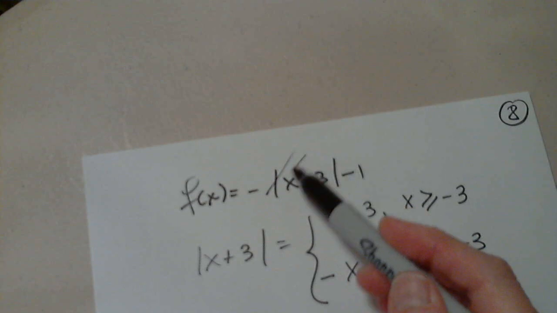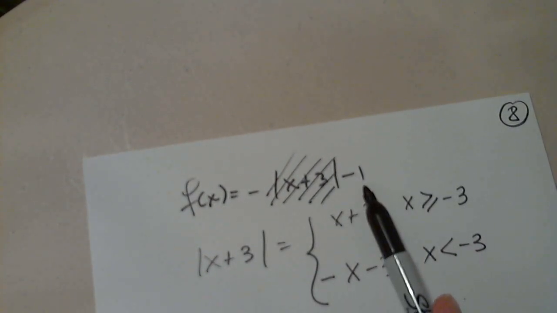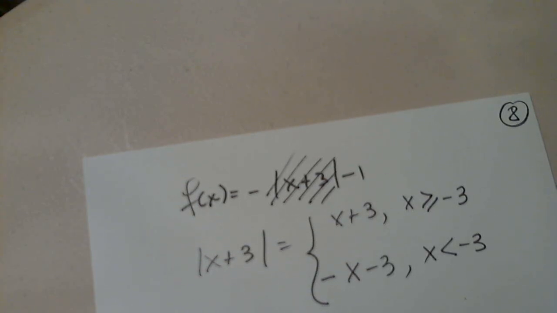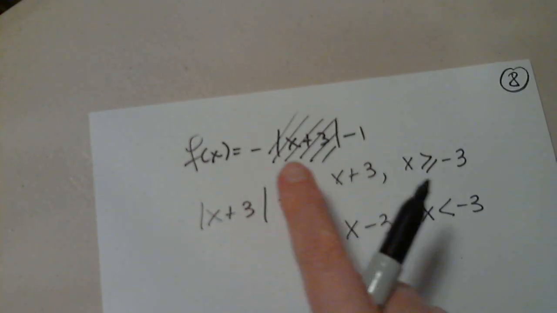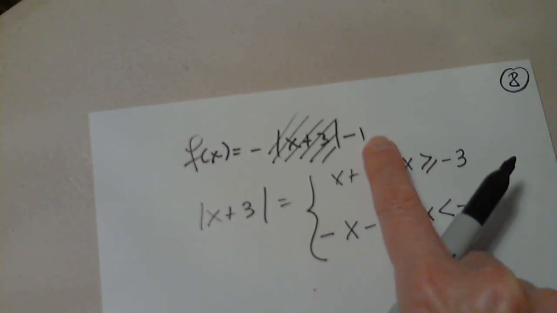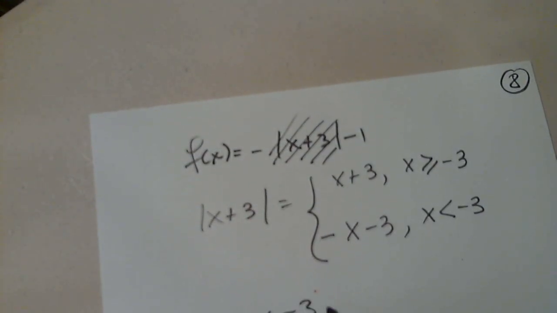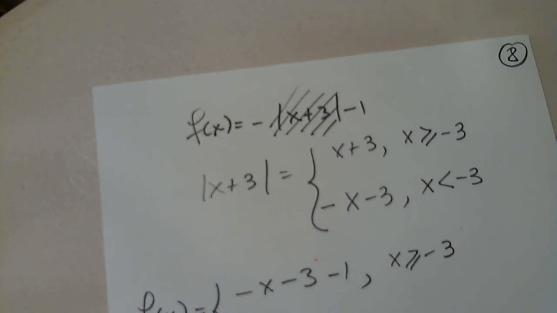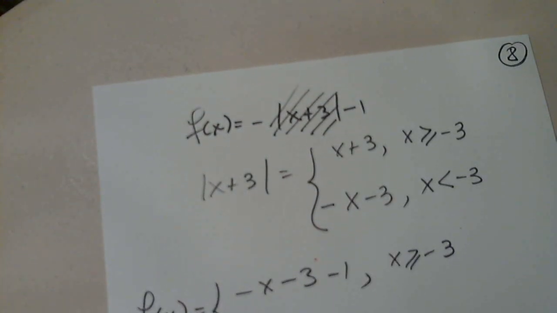So this was just this piece. Not the one with minus in front and not the one subtracted from it. So now I can write f of x equals negative times this, minus 1. Negative times x plus 3, minus 1, for x greater or equal to negative 3. Now the second one, negative times this is x plus 3, but minus 1, for x less than negative 3.